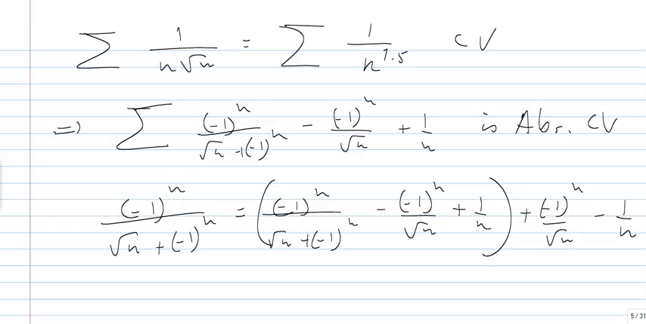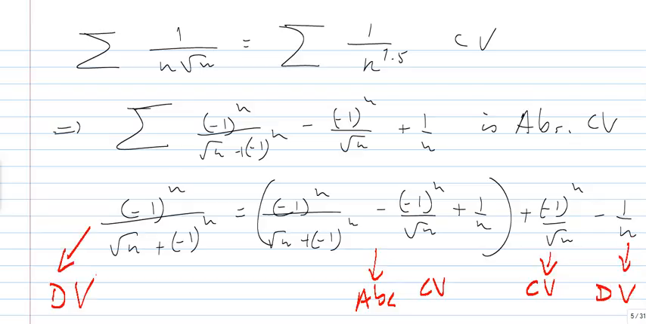So as you can see, this one is absolutely convergent, this one is conditionally convergent, and this one is divergent. And now you can claim that this one is divergent by using the algebraic structure of series. Therefore, as a conclusion, the limit test does not work for general series, only for positive series.